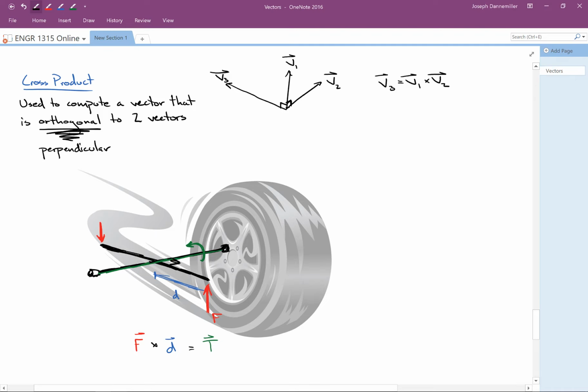Let's see if I can do it. There we go. Sorry, that's your T-bar arms.